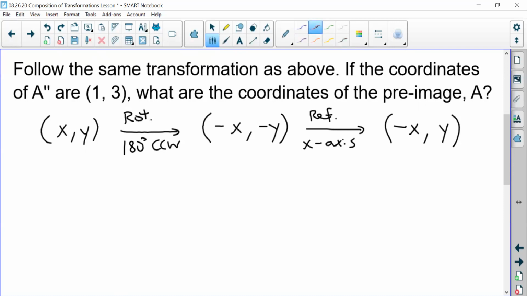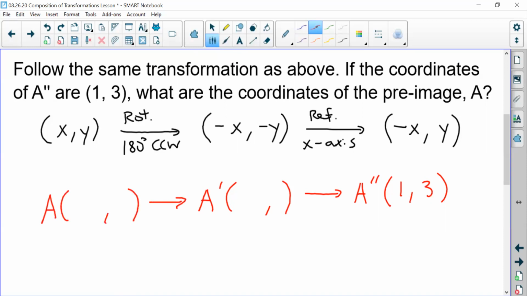So here, we're starting off with A prime prime, and we know this is at 1, 3. We want to know, what did we do to go from A prime to A prime prime? And then what did we do to go from A to A prime? We have to work backwards here. So think about your reflection. With your reflection across your x-axis, your x stayed the same, but your y changed signs. So if we ended up at 1, 3, but the x stayed the same, then A prime is still at 1, but the y coordinate would have to have been -3.